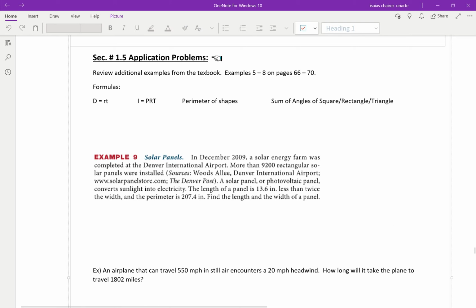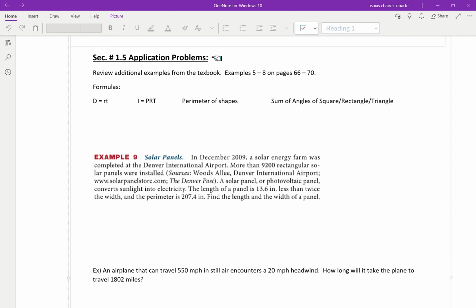Okay, this is the second part of 1.5. In the previous part we solved some linear equations. Now we're still going to be solving linear equations, but we're going to have to put the linear equations together ourselves from information that's given to us in a little paragraph. In other words, word problems.